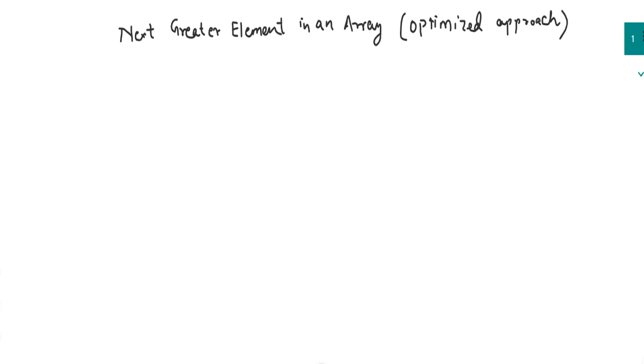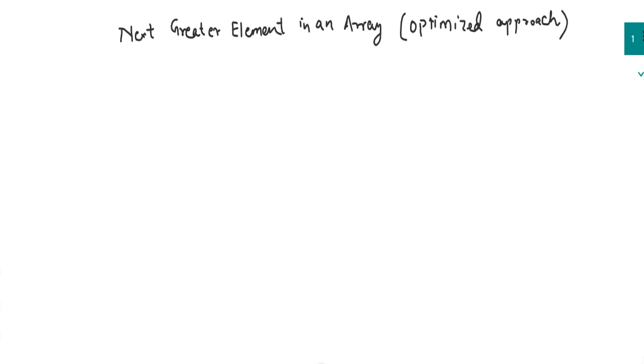So today we are going to discuss a problem based on the topic array named next greater element in an array. We have to return it in the form of a hash map. Also, the brute force technique of the same problem we have already discussed, where we solved this problem in the order of n square time complexity. So here we are going to see how we can optimize our approach.